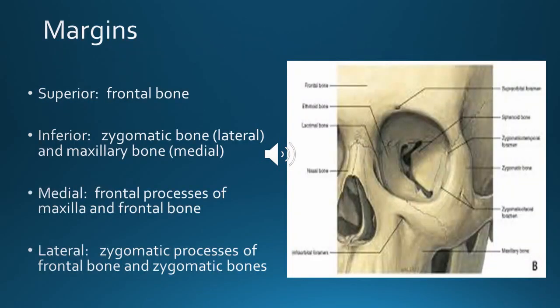The orbit is formed of 4 margins: superior, inferior, medial and lateral margins. The superior one is formed of frontal bone, while the inferior one is formed of maxilla and zygoma. The medial margin is formed of frontal and maxillary bones, while the lateral margin is formed of frontal and zygomatic bones.